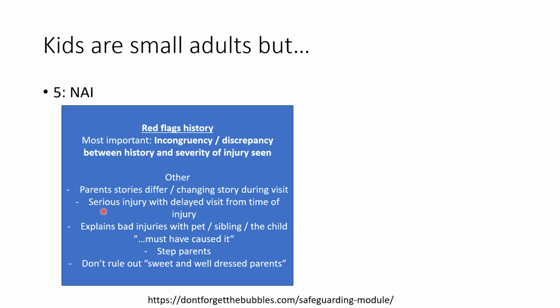All right, if they have serious injuries with a delayed visit from the time of injury, so they come two days after with an obviously broken forearm. Why is that, with no good explanation? It's not winter. They don't live far away. It's not like they couldn't get any child support, or babysitters, and so on.